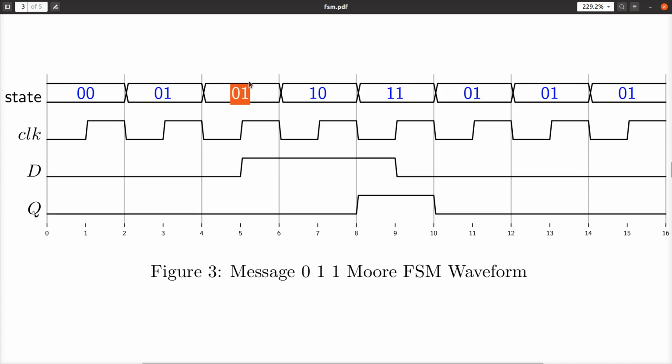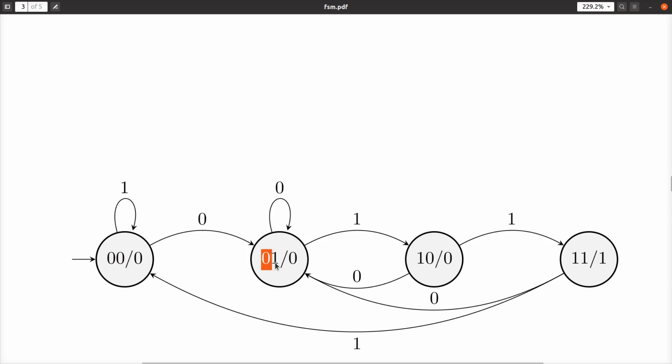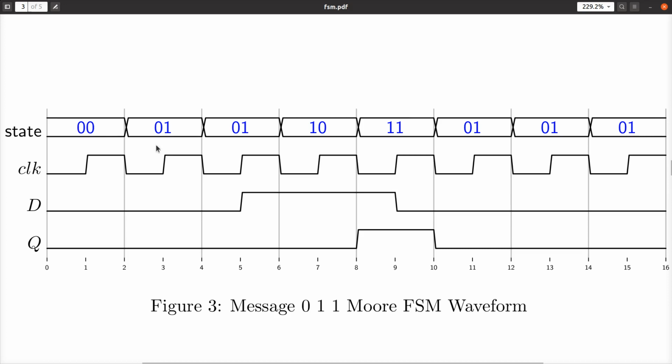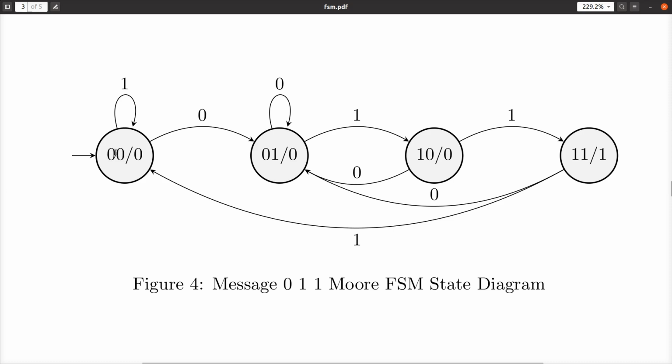State 0, state 1. In this timing diagram up here, the clock ticked twice. It went from state 0 to state 1. Then it went from state 1 and stayed in state 1. Why? Because it saw these two zeros right here. That's exactly what's going on here. I start up. I'm in state 0. I saw a 0. I move over to state 1. I see another 0. I stay in state 1. All the while, I'm outputting a 0 on my Q.